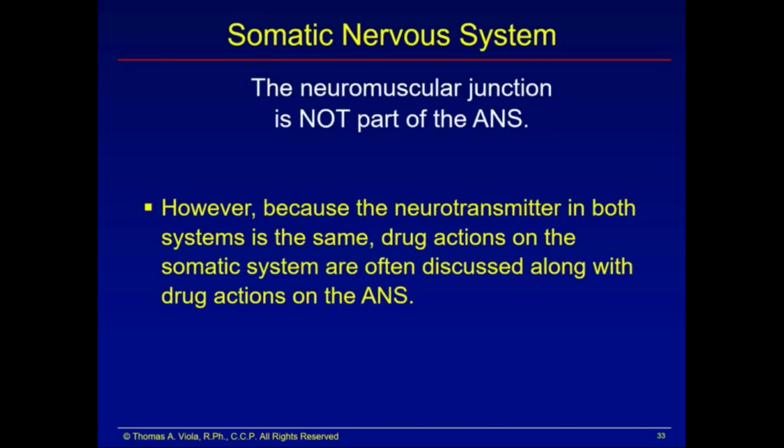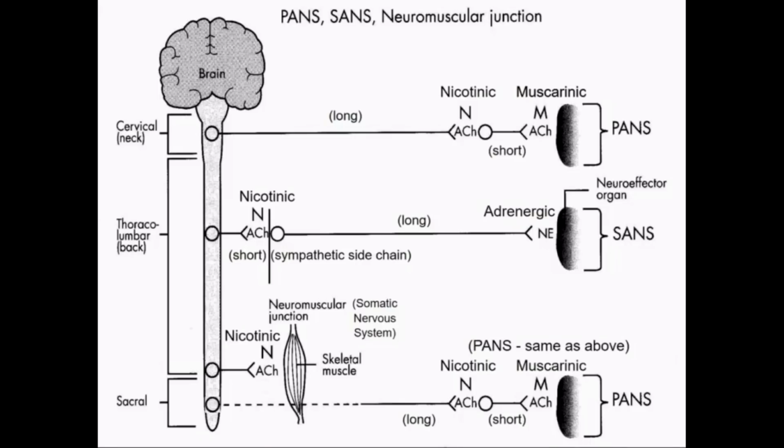Now, the neuromuscular junction, which you saw in that slide, and I'll bring it up again, is not part of the autonomic nervous system. But because the same neurotransmitter and receptors are located there, it's often discussed with the autonomic nervous system. So at the bottom left, you will see the neuromuscular junction, what we call the somatic nervous system. And you can see there are those nicotinic receptors.